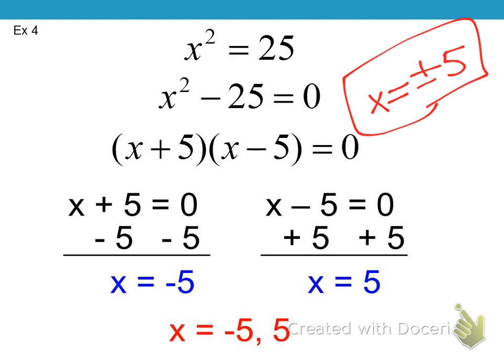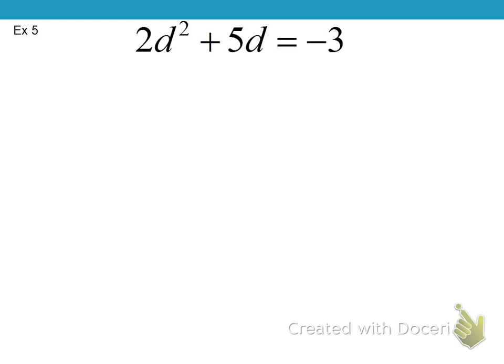You can write it with 2 x's. Circle both of these so I know those are your 2 answers. You can write it like this. Or extra fancy, you can write it with plus or minus 5. This symbol means I have the positive 5 and the negative 5 both. It's fun, right? A little fancy time? No? Okay. All right, next.